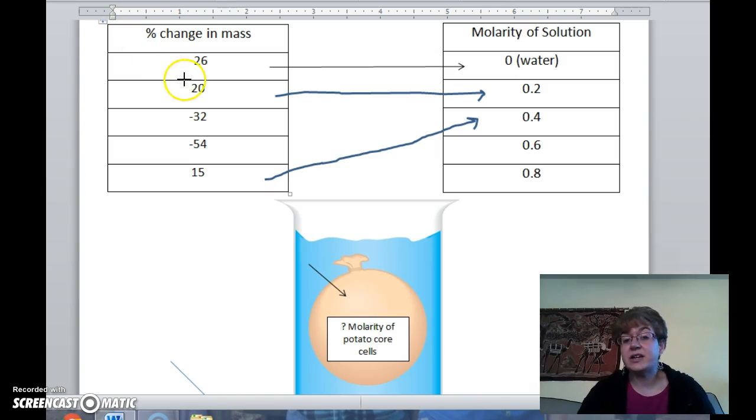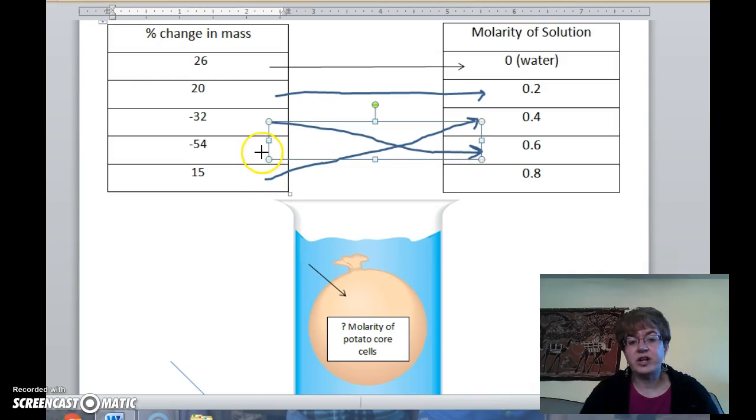Now, when we get to percent changes of mass that are negative, so it's lost weight, now I know I've switched over, and now I know that I'm in a solution that has a greater molarity than my cells do. So 0.6 is a little less concentrated than 0.8, so that will lose a little less weight than in the 0.8. So I'm going to go with the smaller negative percent change, so that's negative 32, and that one needs to go to the 0.6 molarity.